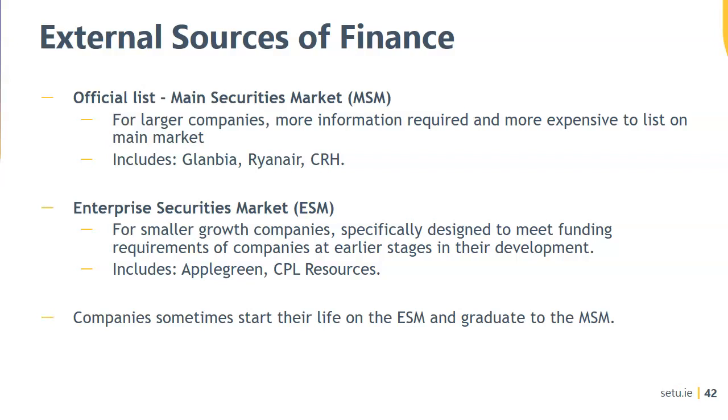Another market that we have is the Enterprise Securities Market, otherwise known as ESM. This is for smaller growth companies, specifically designed to meet funding requirements of companies at early stages of their development. Companies that we have here in Ireland listed on the ESM include Applegreen and CPL Resources. Companies sometimes start their life off on ESM and then they graduate at a later stage to the main stock securities market.